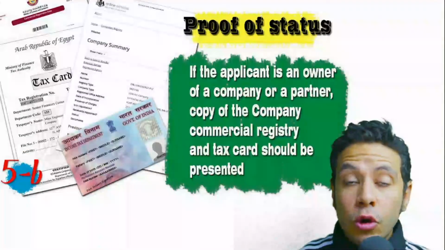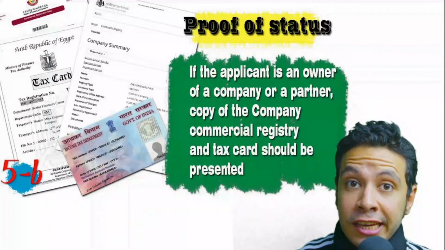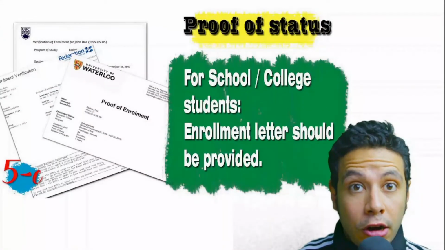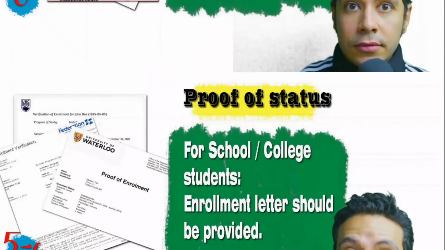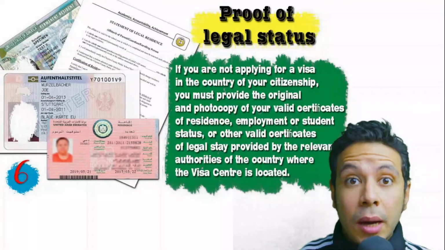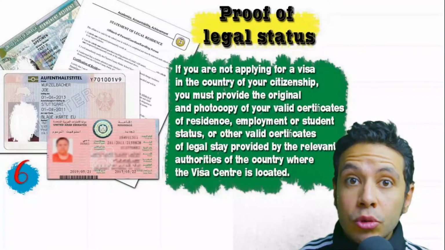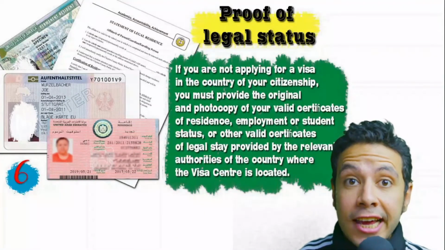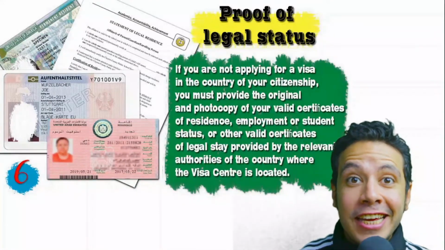But in case you are the owner of the company or you run your own business, then your commercial registry and your tax card must be presented. But if you are a student in a school or a college, an enrollment letter should be provided from your university or your school. In some certain cases you might be applying from a country different than your own country. At that moment, you will need to provide a proof of a legal status, which is a certificate of legal residence in this country. And in some cases, a valid residence visa for this country can be also accepted.